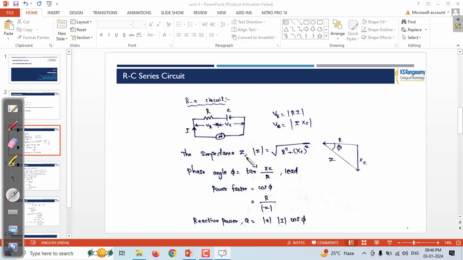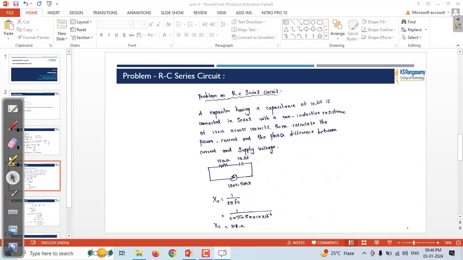The impedance Z is square root of R squared plus XC squared. The phase angle is tan inverse XC by R. So here it's a leading one, and the power factor is cos phi, the value is R by modulus of Z. The power is V into I into cos phi. These are the formulas for calculating problems for RC series circuits.